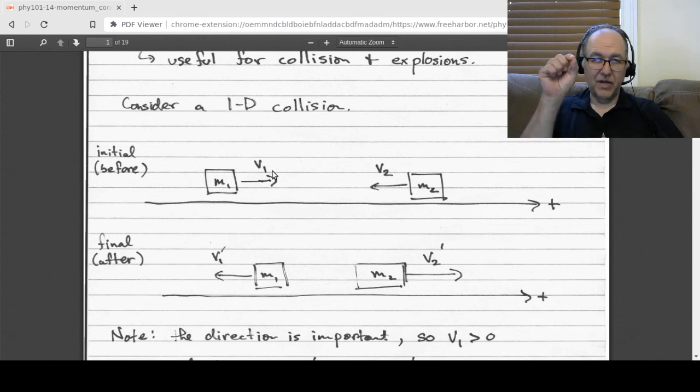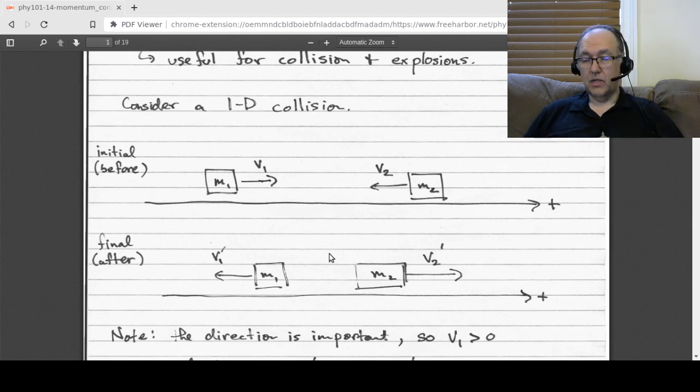Sometimes we put the little not for initial, but then that kind of looks funny because you'd have a v1 0 and a v2 0. So I just decided that v1 by itself like that would be the initial velocity, v2 by itself like that would be the initial velocity, v1 primed will be the velocity after the collision. V2 primed will be the velocity after the collision.